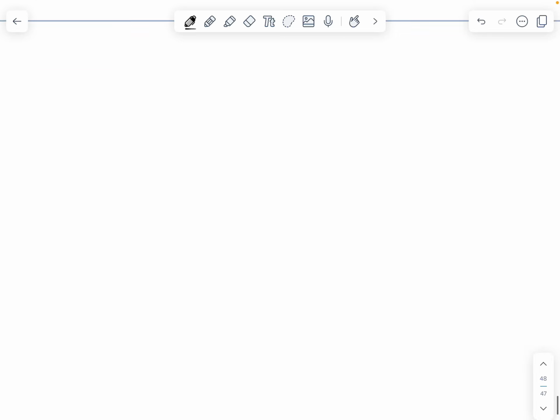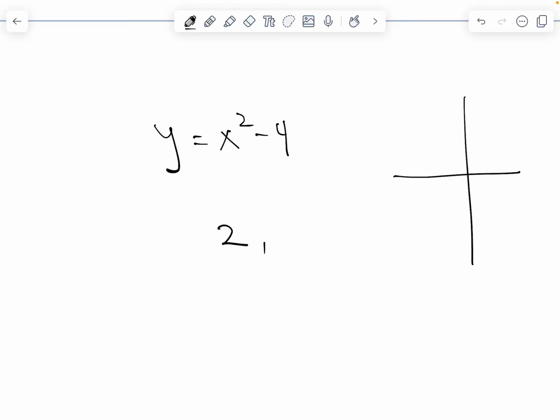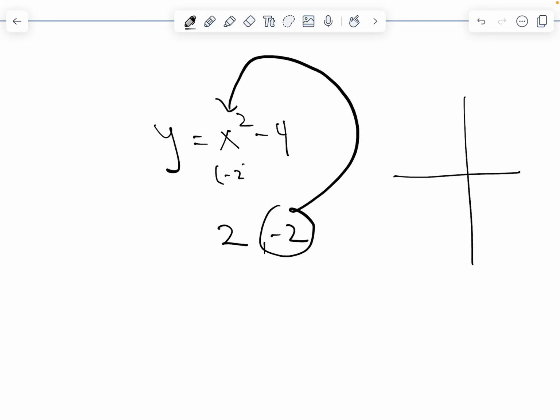Let's try this one. What if you have y equals x squared minus 4? And the question is, what value of x makes a 0? And if you're thinking 2, you're absolutely right. Let's see if you can think of the other one. Good, -2. The reason why -2 works is if I plug it in, then it is -2 as a whole, so in parentheses, -2 squared. So that's -2 times -2. Negative times a negative is a positive. 4 minus 4 is 0.